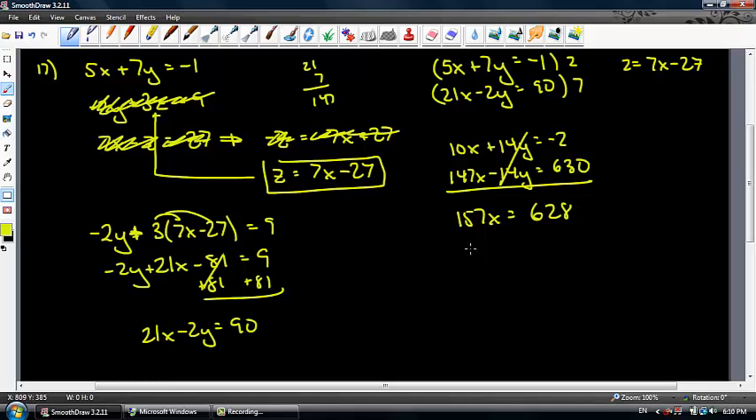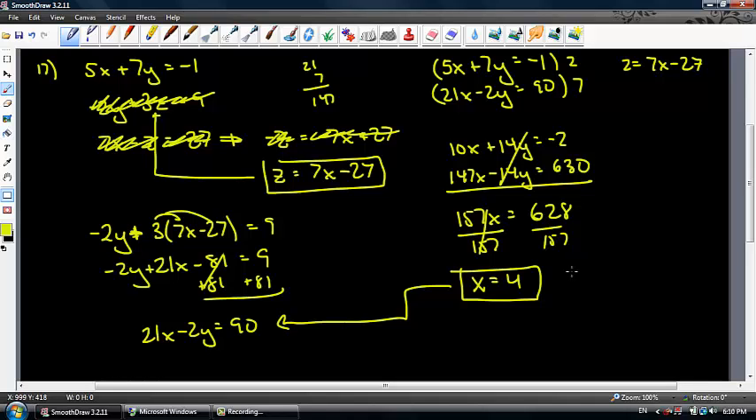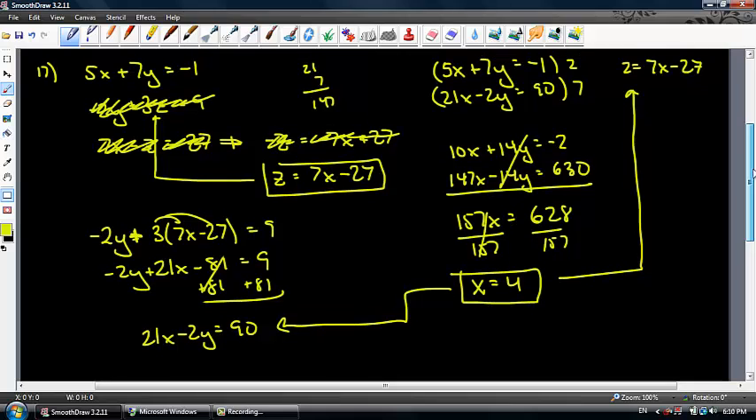And I should find that when I divide by 157, x is going to equal 4. That's a long process to get x. However, once we have x, we can actually use a two-pronged attack here and solve for y, and then solve for z. So let's go ahead and take care of that at the same time.